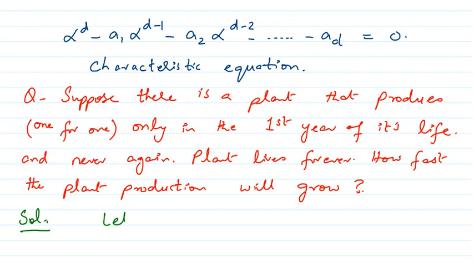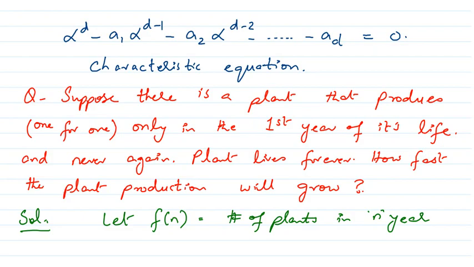Let f of n be the number of plants in n years. Or you can say after the nth year, say the 5th year, 4th year, 30th year, 25th year, whatever it is, how many plants are we going to have. So the function is basically dependent on n, the number of years.